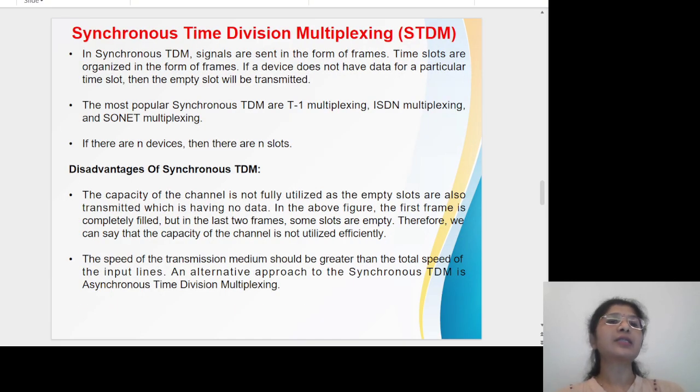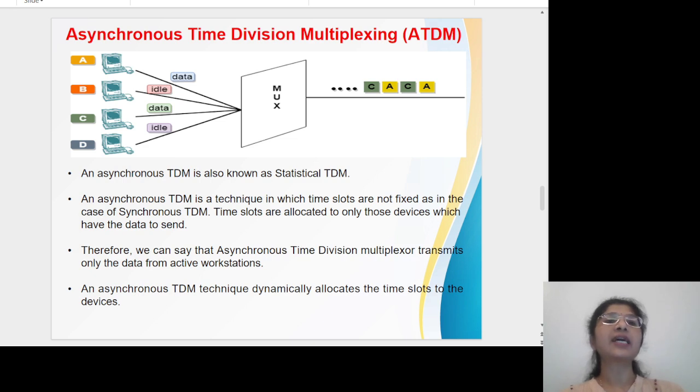The disadvantage of synchronous TDM is that the capacity of the channel is not fully utilized, as the empty slots which have no data are also transmitted. Therefore, the speed of the transmission medium should be greater than the total speed of the input lines. An alternative approach to synchronous TDM is asynchronous time division multiplexing. Now, this diagram shows asynchronous time division multiplexing. It is also known as statistical TDM.